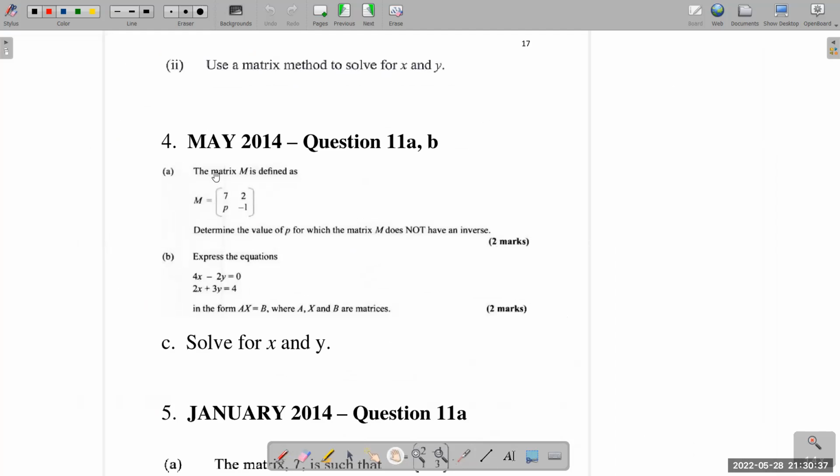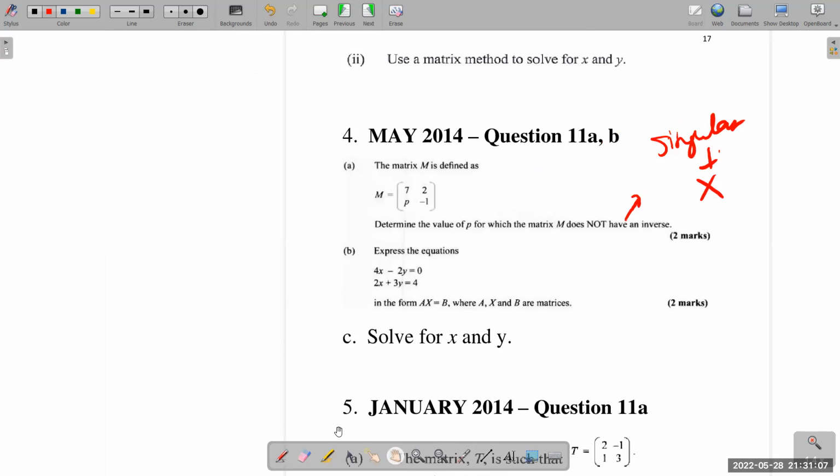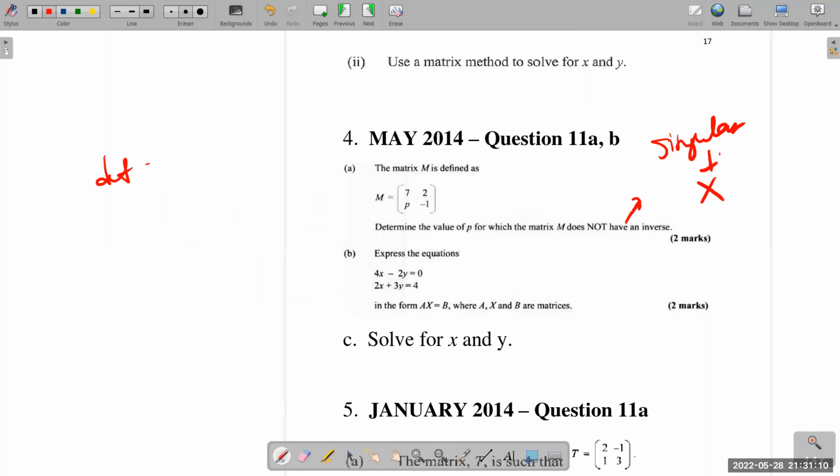Watch this now. The matrix M is defined as this. Determine the value of P for which the matrix does not have an inverse. If it does not have an inverse, what did we learn about that? Remember, we spoke about that. There's a certain kind of number that doesn't have an inverse. Any matrix that is singular does not have an inverse. Everybody remember why? If your determinant is equal to 0, what's going to happen when you're finding the inverse? So let's look at A inverse: 1 over the determinant of A times the adjoint of A. Can you find anything if this is 0?